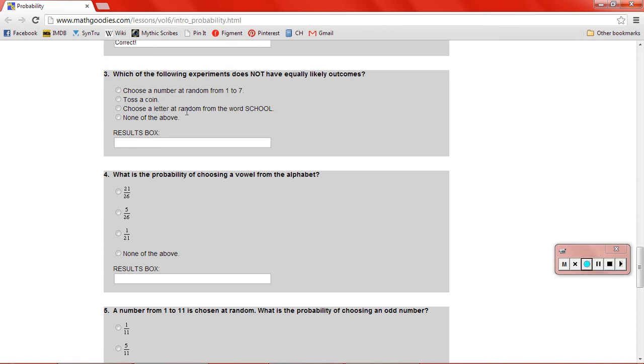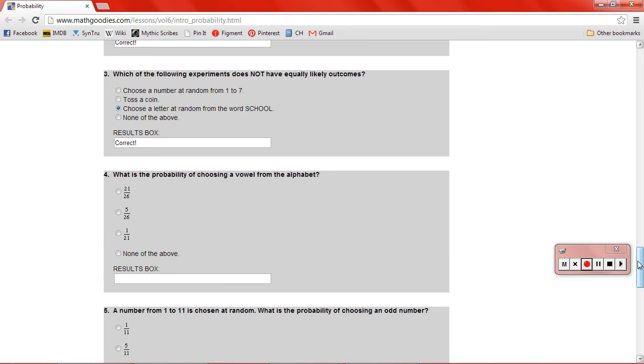But if you choose a letter at random from the word school, there's 1, 2, 3, 4, 5, 6 letters, and of those letters, you have 1 S, 1/6 probability of getting S, 1/6 for C, 1/6 for H, 1/6 for L, but 2 of the letters are O. So you have a 2/6 chance of getting O, or a 1/3 chance. So that one is not equally likely.